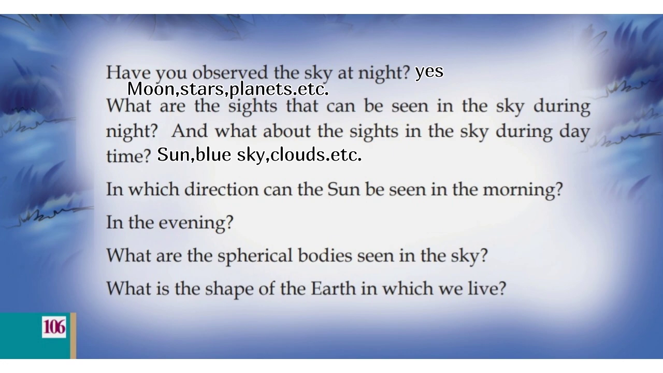In which direction can the sun be seen in the morning? East. In the evening? West. What are the spherical bodies seen in the sky? Sun, moon, planets. What is the shape of the earth in which we live? Sphere.